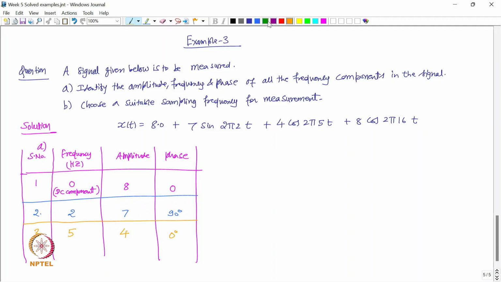Then we have one more component there, and that component is 8 cos 2 pi 16 t. So, the frequency is 16 hertz, the amplitude is 8, and again it is a cos component, so its phase is 0 degree. In this way, we have made this table which shows at a glance all the frequency components with their frequencies, amplitude and phase.